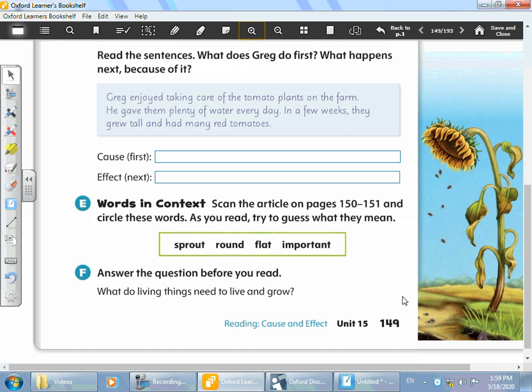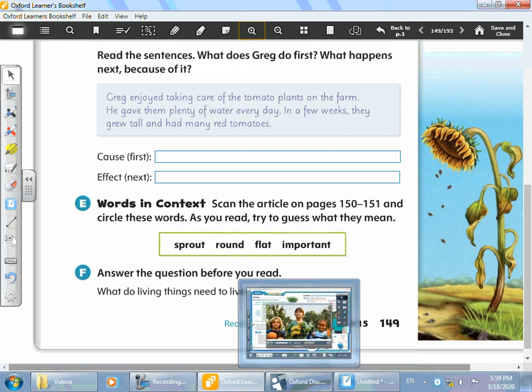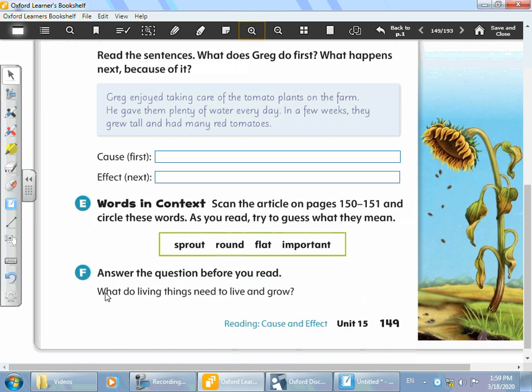Okay, so before we discuss the meanings of the words, we're going to read the text in pages 150 and 151. And when we find the words in the text, we are going to say their meanings. Okay, but before we read, we're going to answer question F. Answer the question before you read. What do living things need to live and grow? Now we are considered living things, yes? Because we are alive. And the plants also, they are living things. So what do we and the plants need to live and grow?